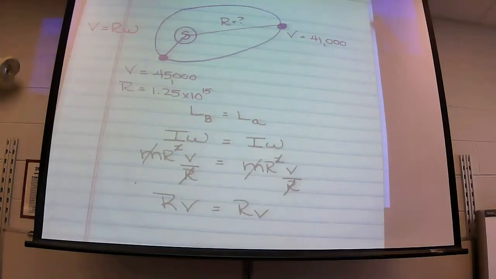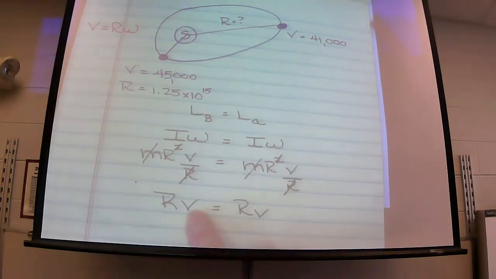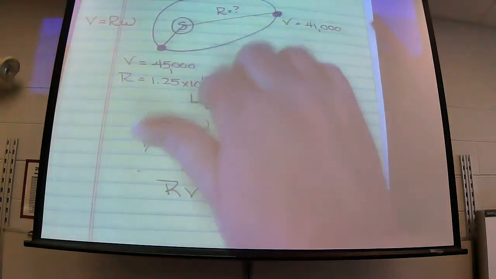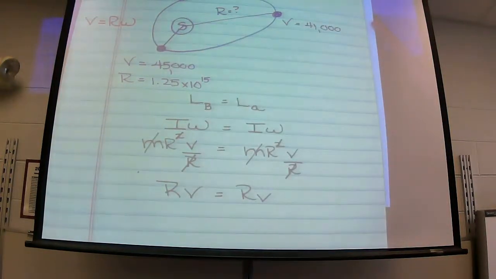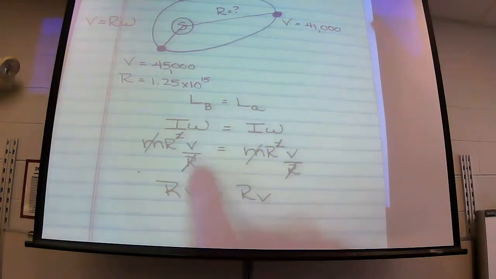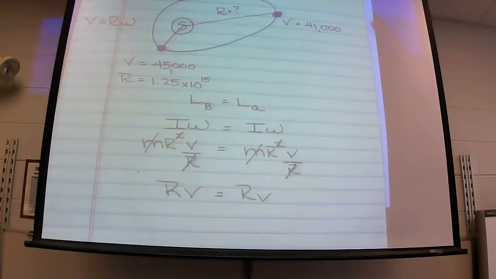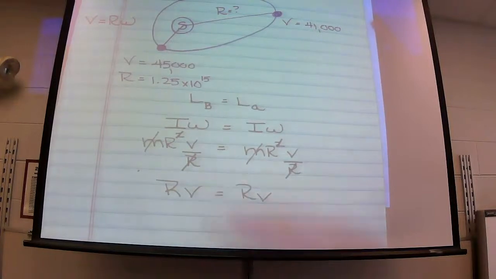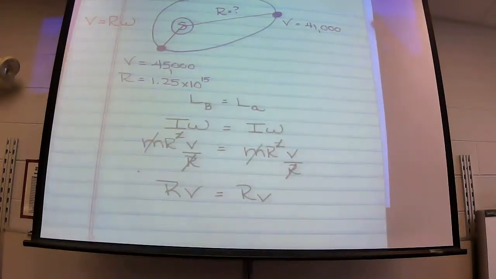We're going to make a rule in our class. You can use rv equals rv anytime you want, unless it says, on the AP test, derive from conservation of momentum. So this is derived from conservation of momentum. On the AP test, you can write down rv equals rv, but 9 times out of 10, they're going to put in the question derive from conservation of momentum. They're going to force you into the derivation before you get to rv equals rv.